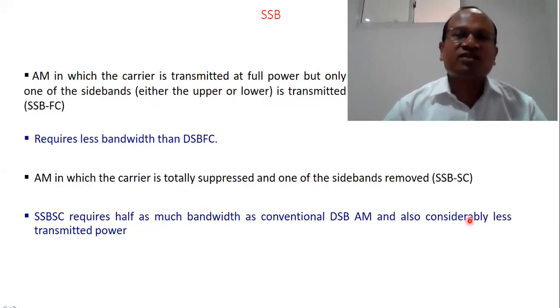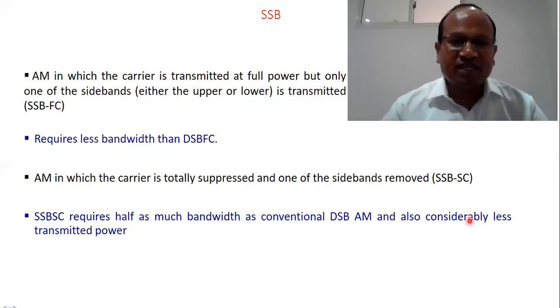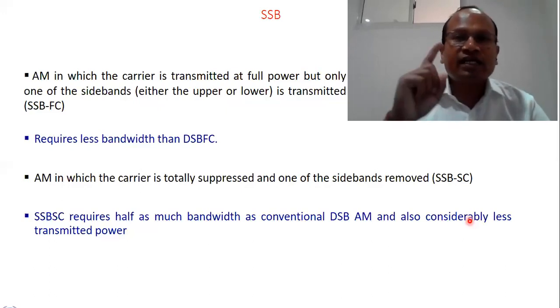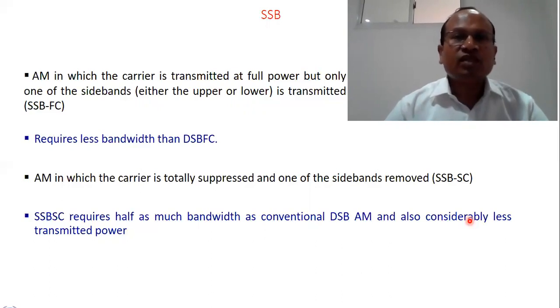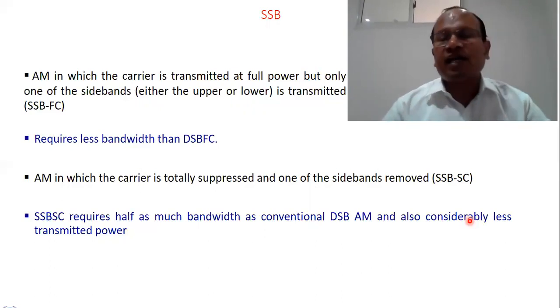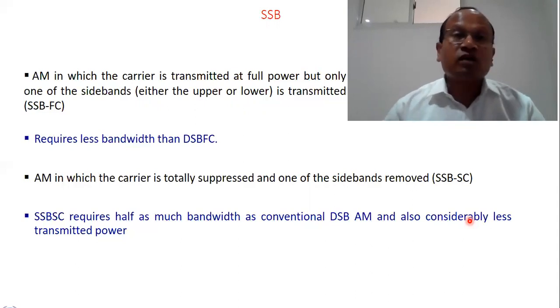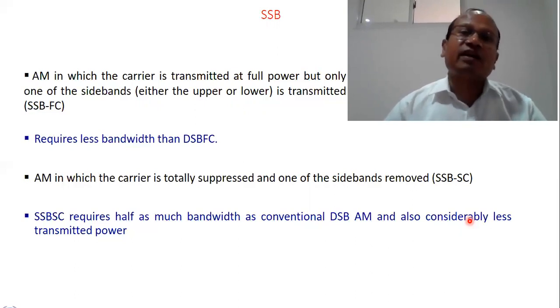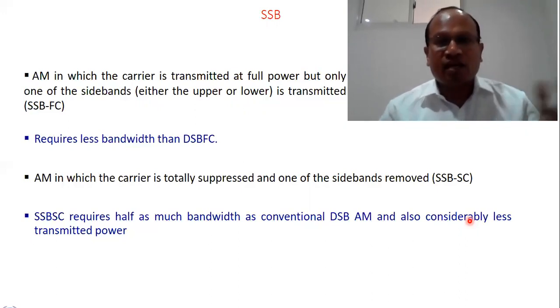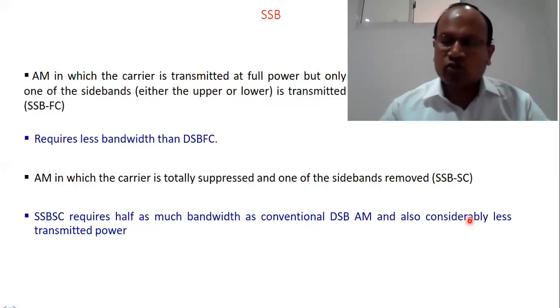Why? Because we are only sending one sideband, and we have seen in the previous slide that carrier requires a significant amount of power. That saving is there, power of one of the sidebands, saving is there. So we save the amount of power significantly. That advantage is also there, and of course, carrier power saving is also there.